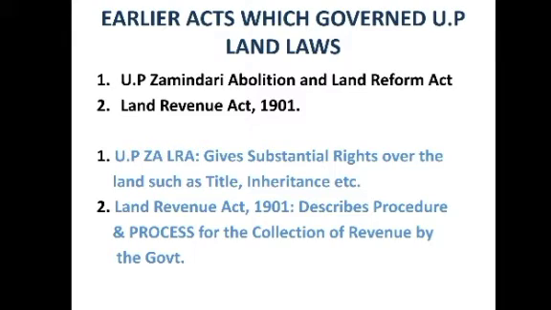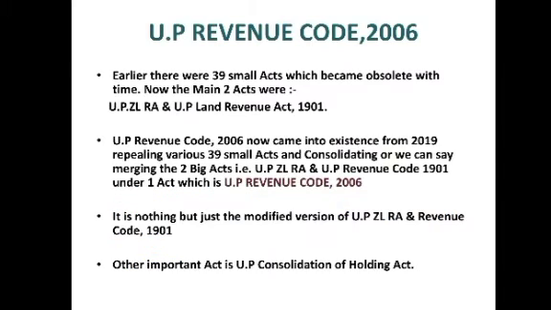UPZA, which means the UP Zamindari Abolition and Land Reform Act, gives substantial right over the land such as title, inheritance, etc. It is a kind of substantive law, you can say, which gives a substantial right. Whereas the Land Revenue Act 1901 describes the procedure and process for the collection of revenue by the government.